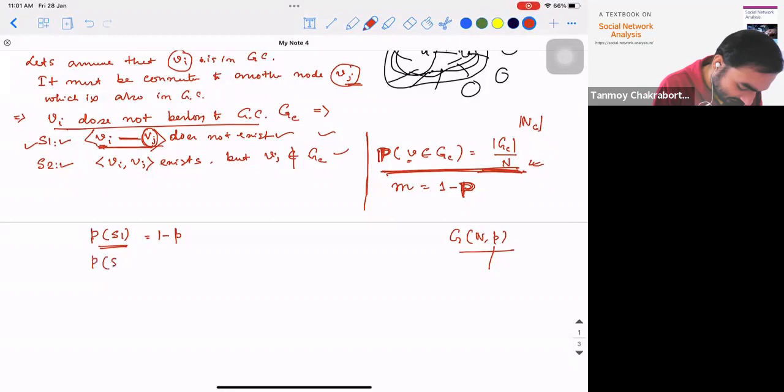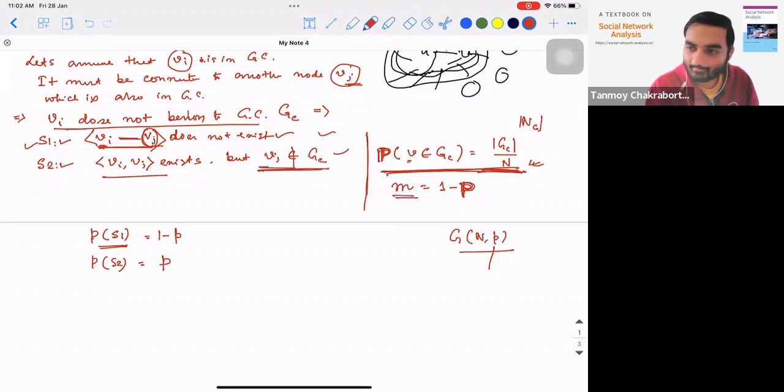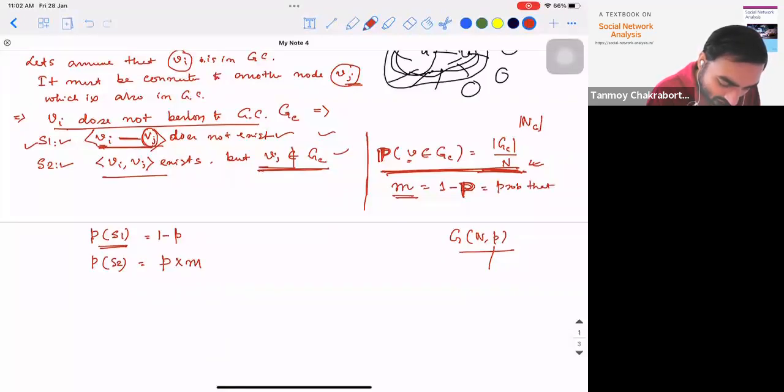Probability of the second scenario. What does it say? That the edge exists, so the probability is p, but the particular node doesn't belong to GC. What's the probability that the particular node doesn't belong to GC? M. So p times M. Clear? So M is the probability that a random node is not in GC.